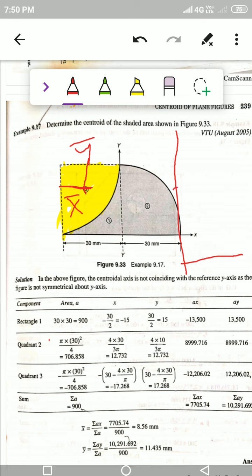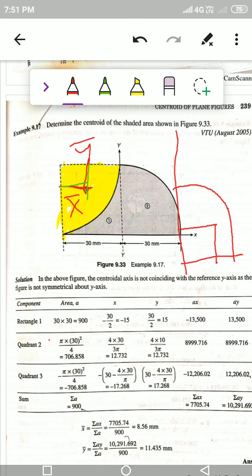So if it is a quarter circle like this, from the reference axis this distance is x bar, this distance is y bar. But here the quarter circle is reversed. Clear? Therefore from here to here, the green line is x bar and this is y bar here. But we want with respect to what? The reference axis. We want the x bar and y bar distances with respect to the reference axis.